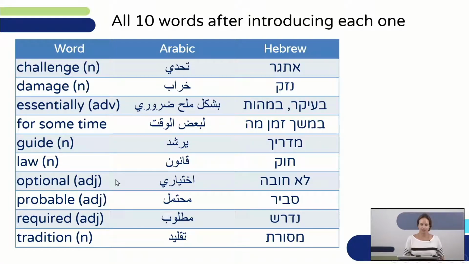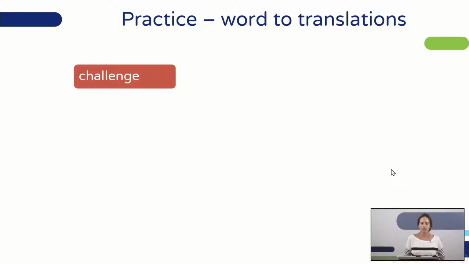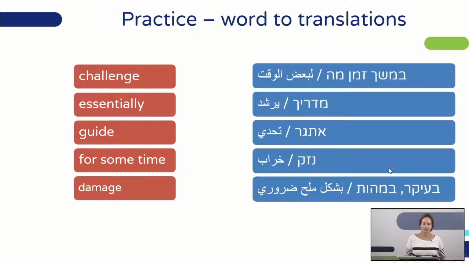Optional, it's an adjective, lo chova. Probable, it's also an adjective, it means severe. Required, it's an adjective, nidrash. And we have tradition, which is also a noun, and it means masoret. So great job, guys. We learned 10 words. Now, we're going to practice, okay? We're going to practice matching the words on the left in English to their proper translations in Hebrew and Arabic.